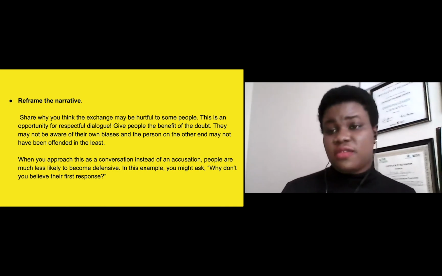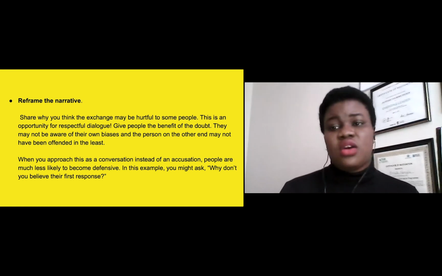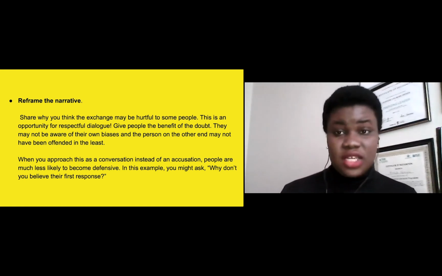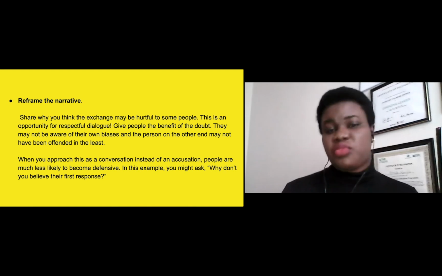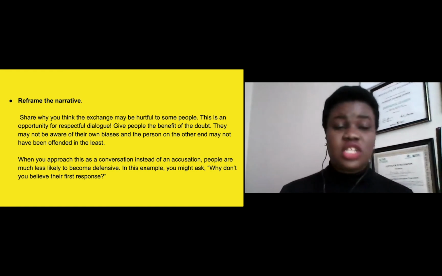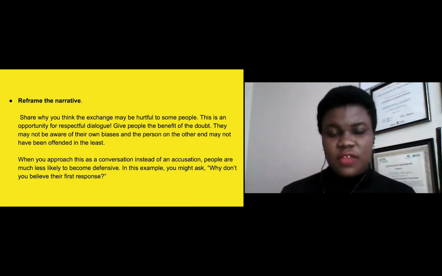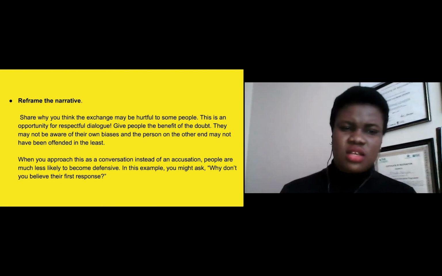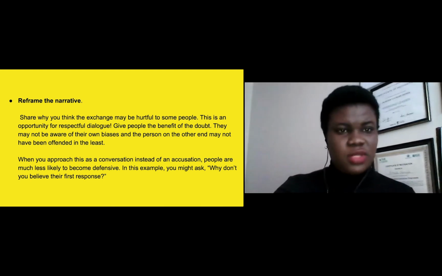Give people the benefit of the doubt. They may not be aware of their own biases, and the person on the other hand may not have been offended in the least. So when you approach this as a conversation instead of an accusation, people are much less likely to become defensive. In this example, you might ask, why don't you believe their first response?